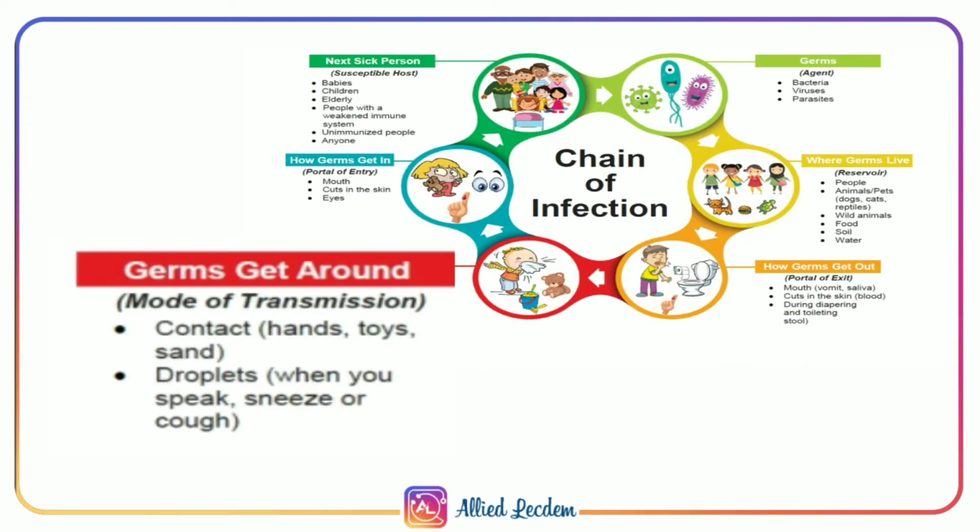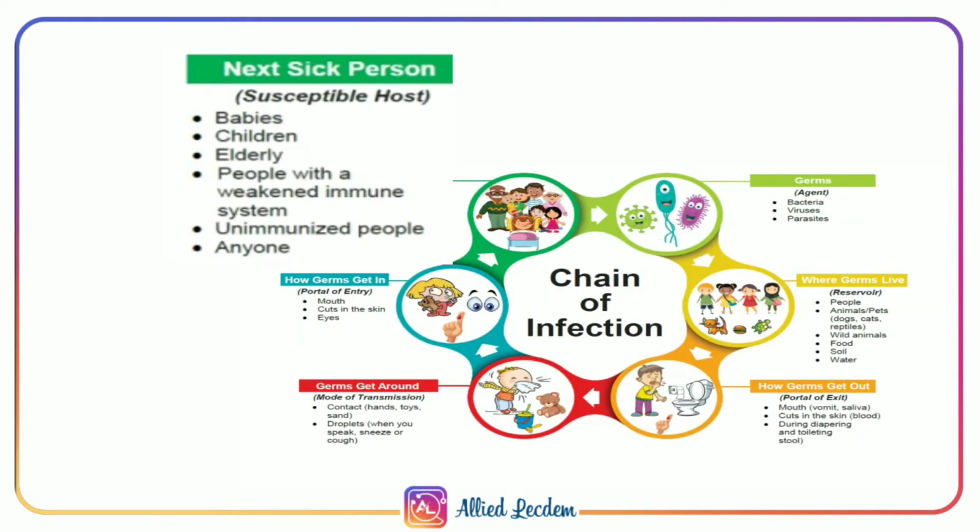Next one is mode of transmission. How germs get around: contact, hands, toys, sand, droplets when you speak, sneeze or cough. How germs get in, portal of entry: mouth, cut in the skin, eyes. Next one is the next sick person, susceptible host: babies, children, elderly people with a weakened immune system, unimmunized people or anyone.